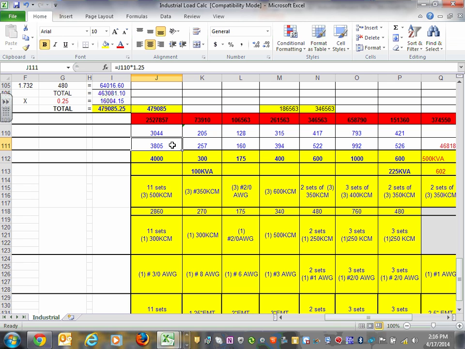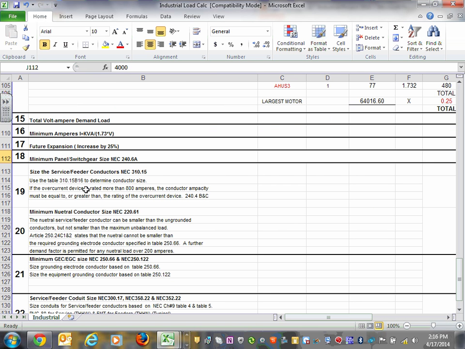Yeah. So you follow the step-by-step by code. You go to the next standard size up, and my switchgear or switchboard is 4,000 amp. That's the size of my switchboard. Where do you go to get that number? For most of the projects, guys, we're going to go to step 19. You can go to 310, you can go to 240.6, minimum panel size, or size in the NEC code book, guys.